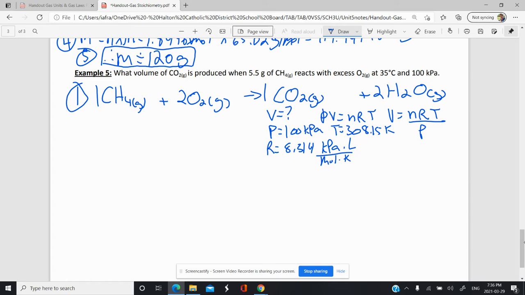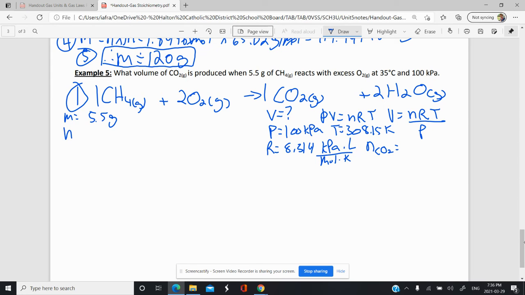But the only thing we're really missing right now is the n of CO2. We don't have that currently, but we do have some information to help us find it. We have 5.5 grams of CH4. So we can find the moles of this CH4 here, and then use the mole ratio to find the carbon dioxide. So that's what we'll do next in our step 2.